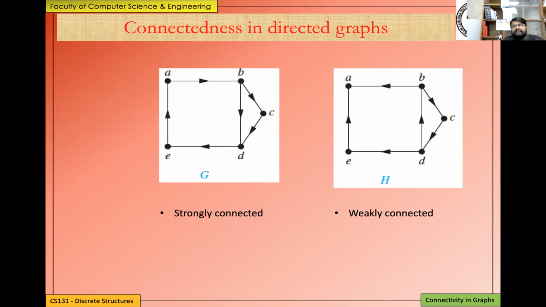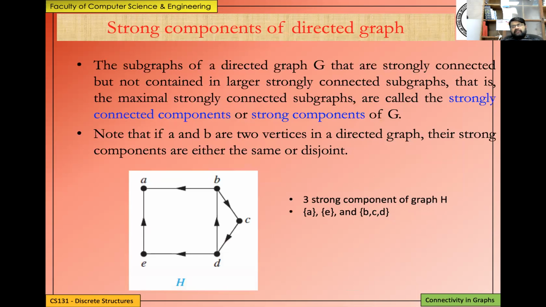However, on the right side graph, we see that from A we cannot actually reach B by following the directions. However, if we take the underlying undirected graph, then again it produces a single component, and hence this is a weakly connected graph. So then we can talk about strong components of a directed graph.